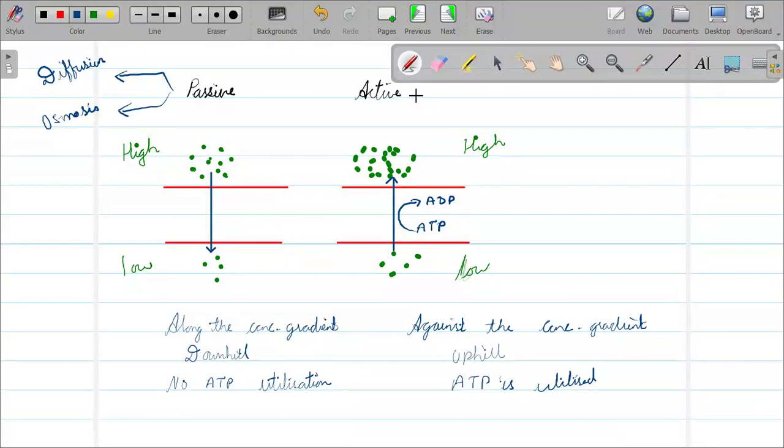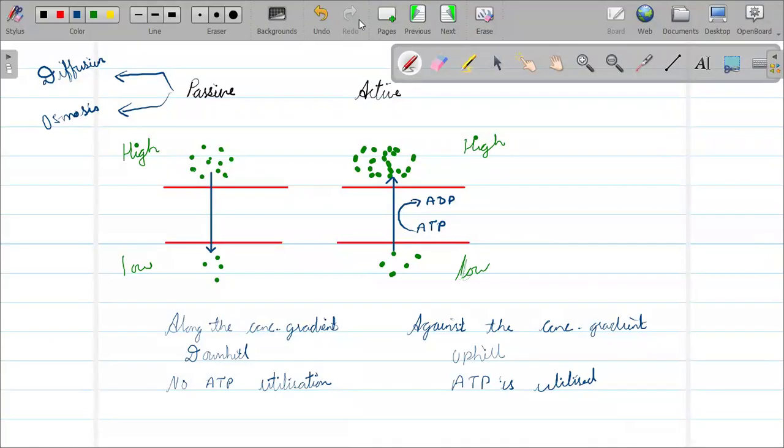In active transport, only one transport energy is utilized in the form of ATP. So let us focus on diffusion. Diffusion is a means of transport where molecules are able to move from a region of higher concentration to a region of lower concentration, or from a higher electrochemical potential to a region of lower electrochemical potential.